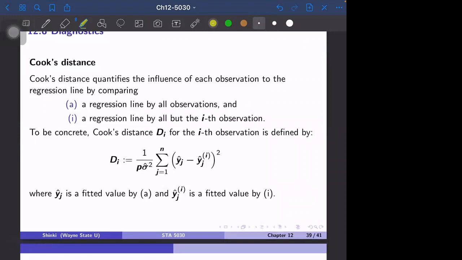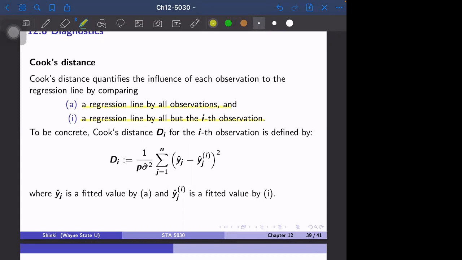So Cook's distance quantifies the influence of each observation on the regression line by comparing the regression line by all observations and the regression line by all but the ith observation. So to see the impact of the ith observation, we compare two things. One is the regression line made by all observations, and the other is the regression line made by all observations but the ith observation. If these two have a large difference, that means the ith observation has a big impact on determining the regression line.